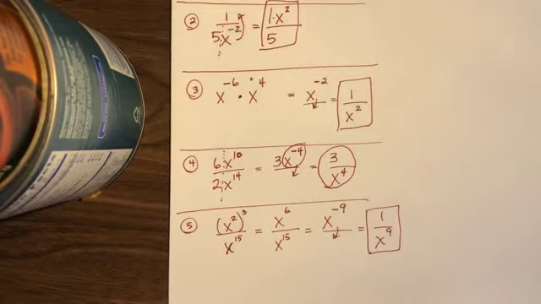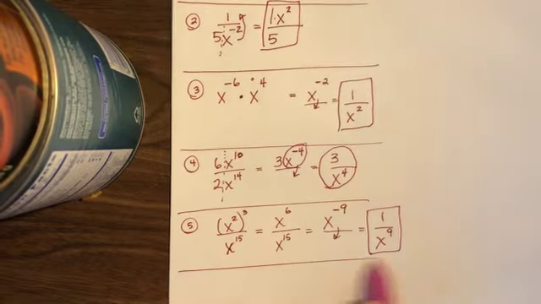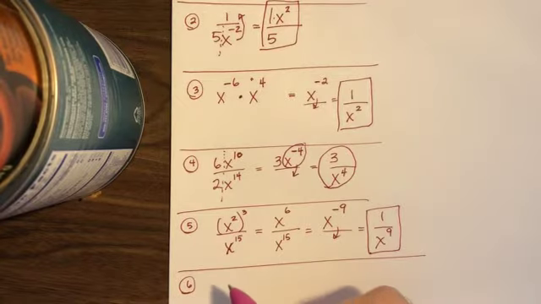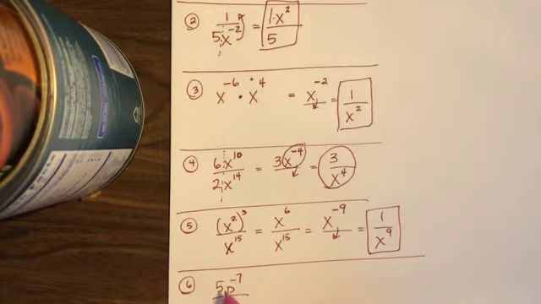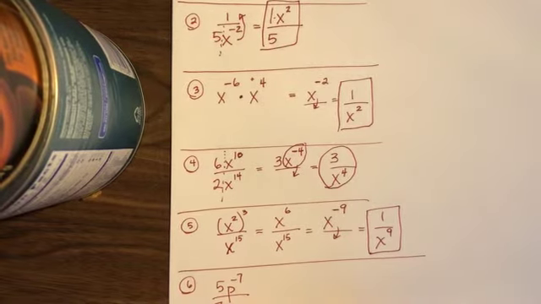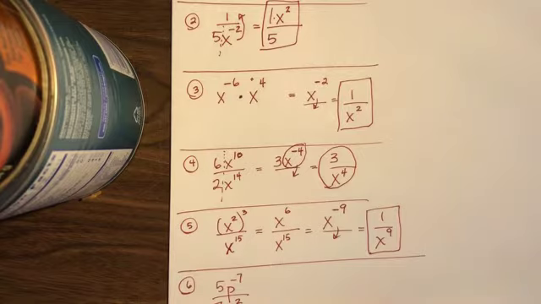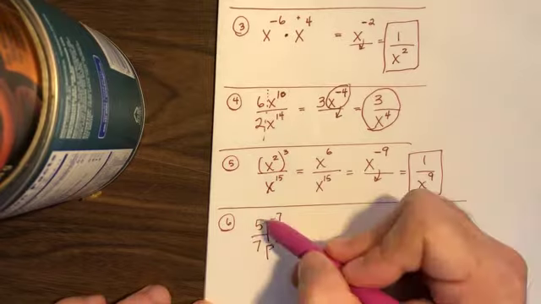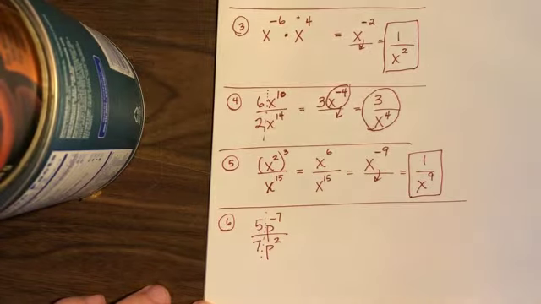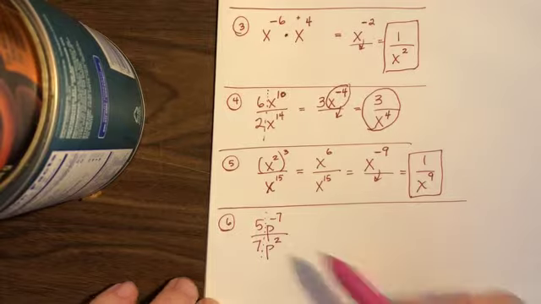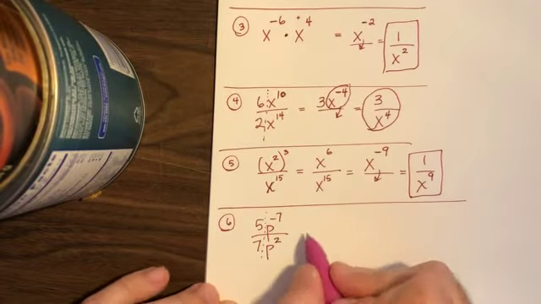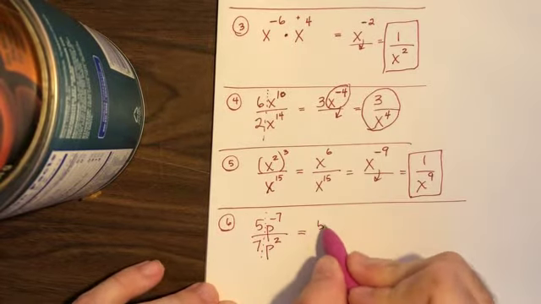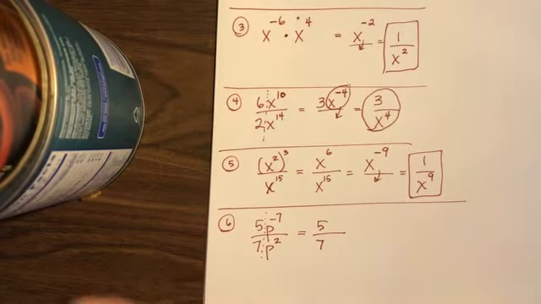Okay. All right. Number 6. We have 5p to the negative 7 over 7p to the 2nd. So first thing I would notice about number 6, if I were working this problem, is that the 5 and the 7 don't really do anything. They don't divide, and they don't move because they don't have negative exponents on them. So whatever happens with the p's, I have 5 in the numerator and 7 in the denominator. They don't do anything. It's just sitting there.